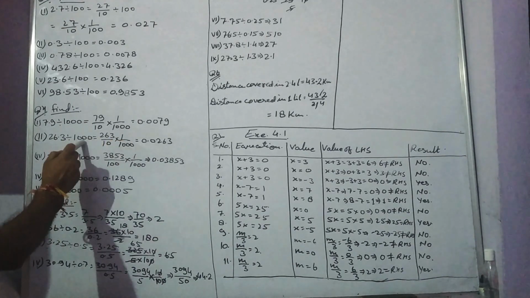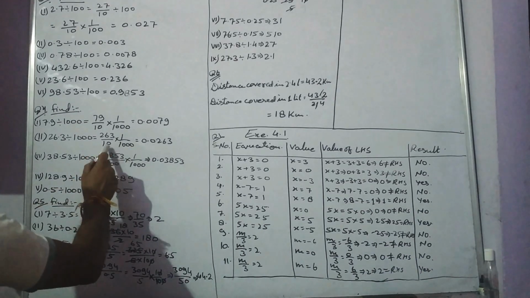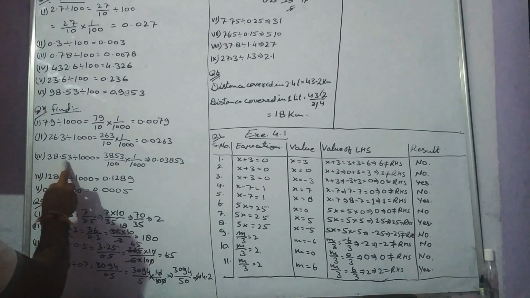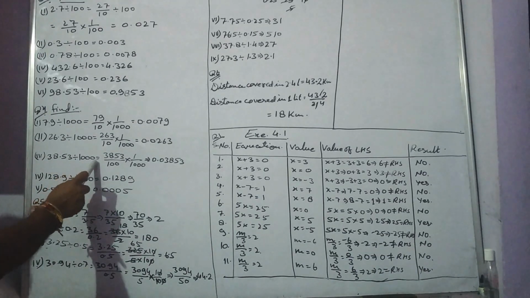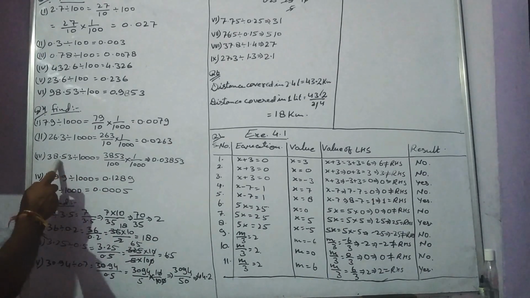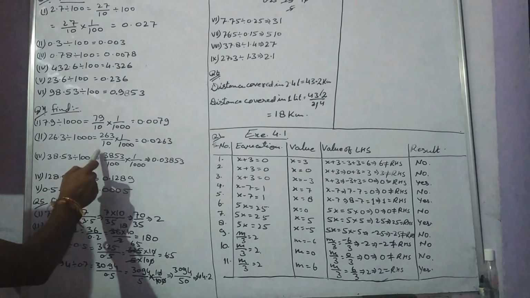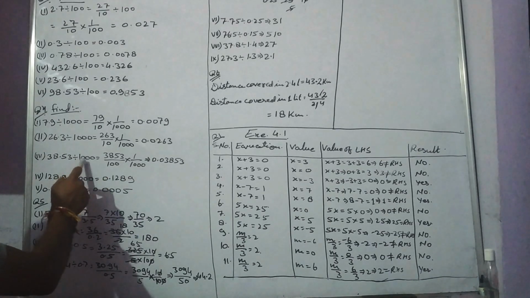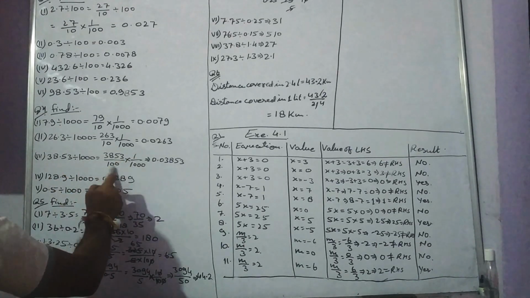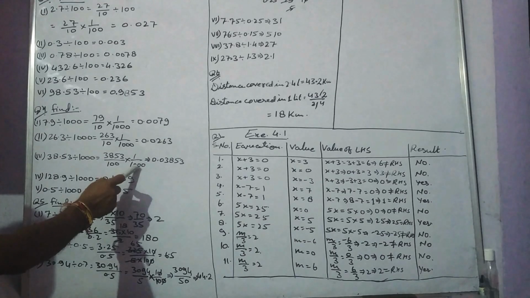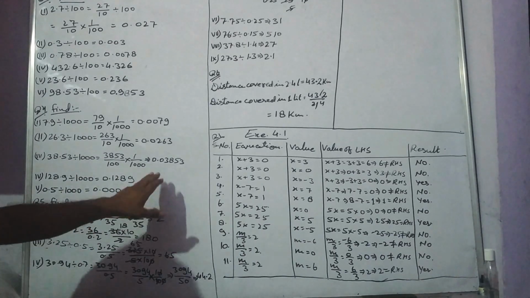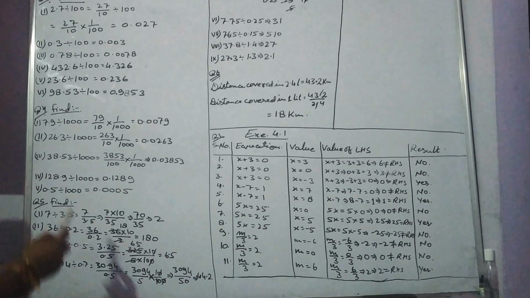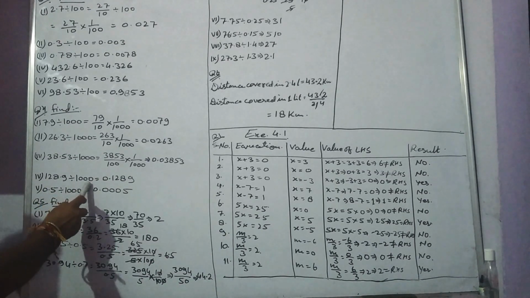Next one is 26.3 divided by 1000, which equals 263 upon 10 multiplied by 1 upon 1000, its inverse, so it becomes 0.0263. Same here we will do 38.53 divided by 1000. Because the decimal is two places earlier, it becomes 3853 upon 100 multiplied by its inverse 1 upon 1000, so we put the decimal just before the fifth digit, so it becomes 0.03853.